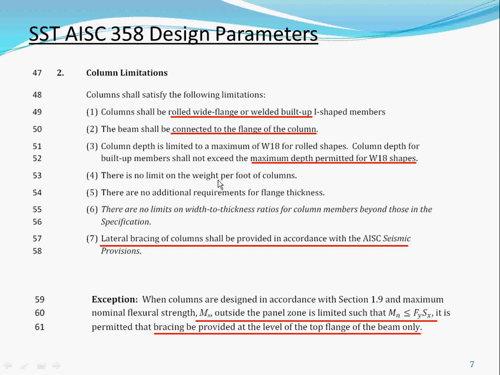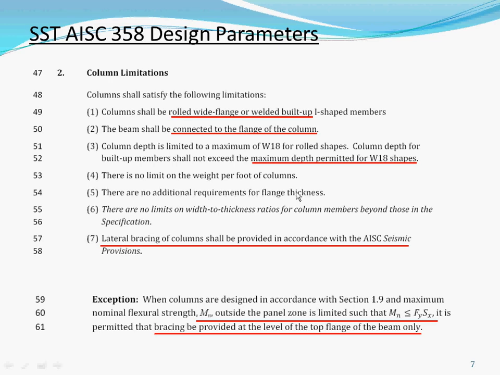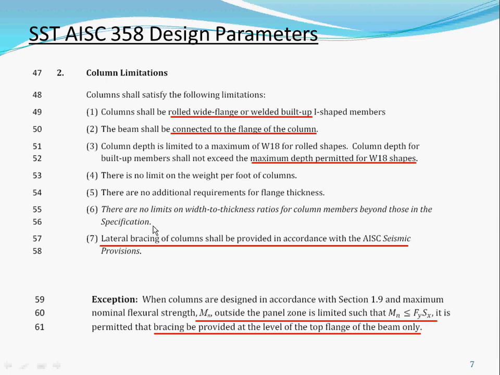We said that before. No additional requirement for flange thickness other than what's in the specification. Again, no additional width-to-thickness ratio requirement, keep hammering it. Nothing beyond that of the specification. Okay. Lateral bracing of the column shall be provided in accordance with AISC Seismic. I'll come into this one a little bit later. We do have to brace the column top as a minimum for stability, so not just the whole frame is unbraced.